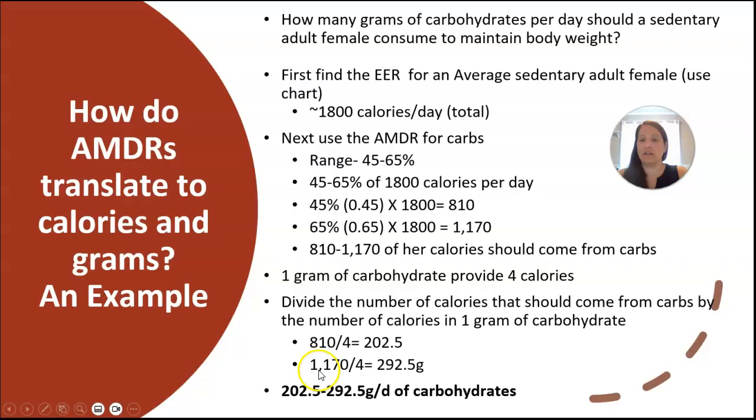And at the high end, 1,170 divided by 4. And that's going to be 292.5 grams. So here's the range of grams of carbohydrates that this female should consume in a day to maintain body weight, according to the AMDRs. Somewhere between 202 and 292. Okay, so we went from total calories. We figured out using the AMDR the range of calories that should come from carbs. And then from that range, we were able to calculate the range of grams.